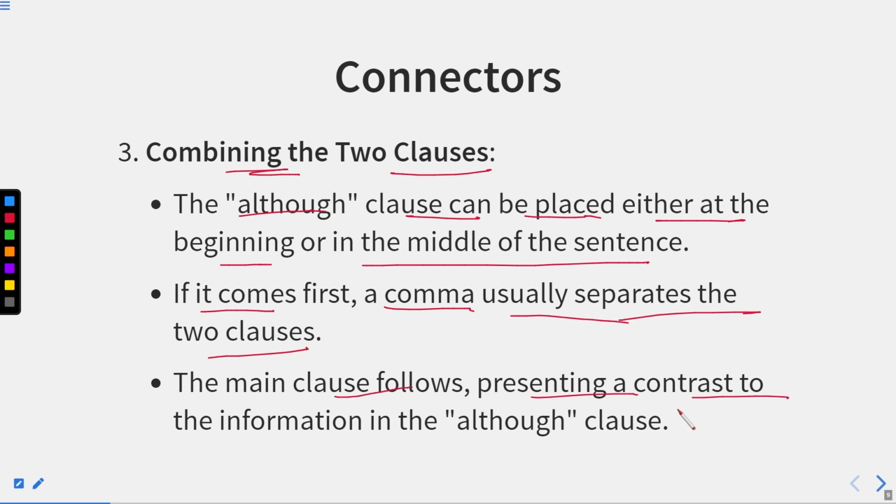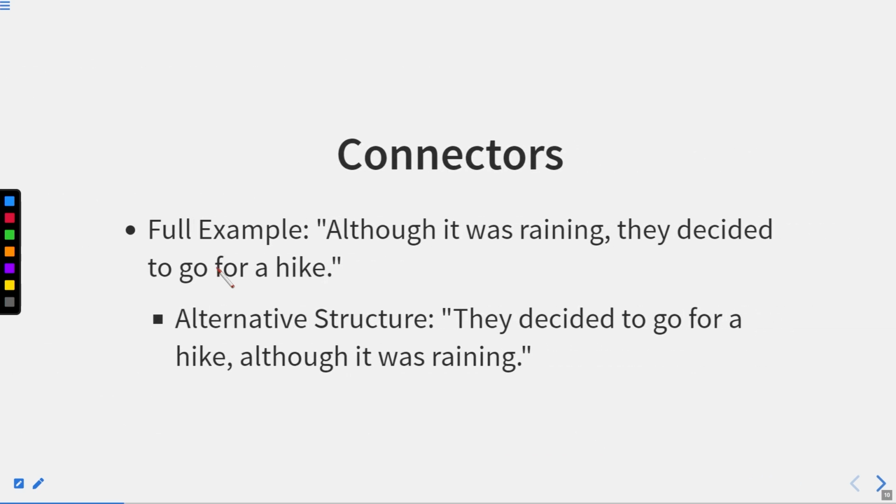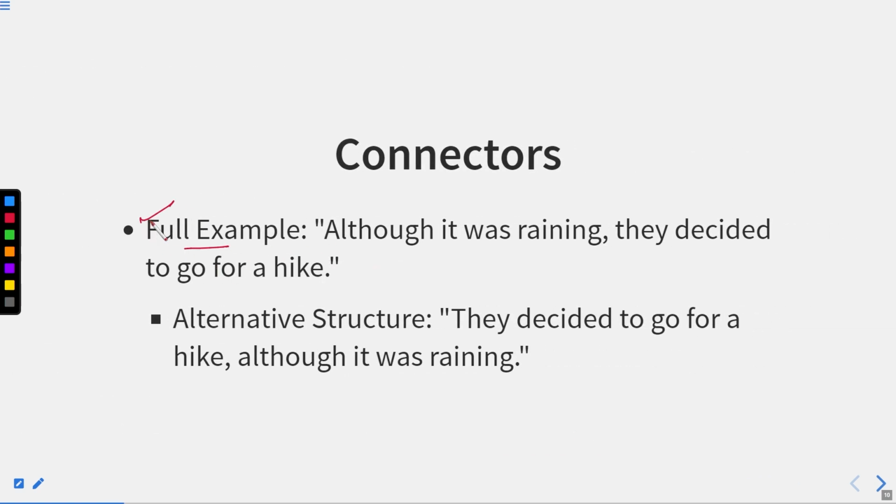The main clause follows, presenting a contrast to the information in the although clause. It means whatever information is given in the main clause will serve as the contradiction to the information given in the subordinate clause. For example, this is the full example, combining both the clauses together: although it was raining, they decided to go for a hike. Alternative structure: they decided to go for a hike although it was raining. So we can see although used in both the structures, in the beginning of the sentence as well as in the middle of the sentence. I hope you understood the structure of the word although.